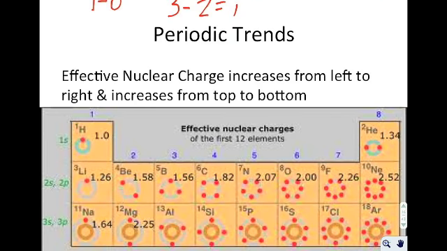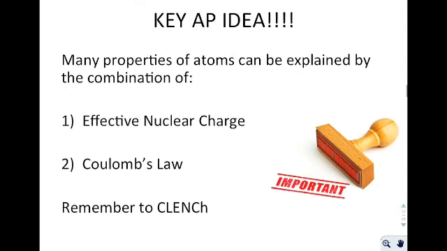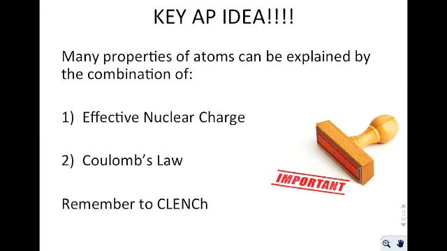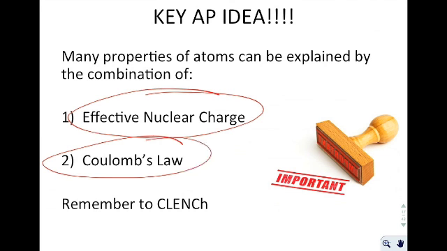So we have periodic trends. The effective nuclear charge increases from left to right and increases from top to bottom. This is a key AP idea. The properties of atoms can generally be explained by the combination of effective nuclear charge and Coulomb's law. Remember that. That's your key AP idea.